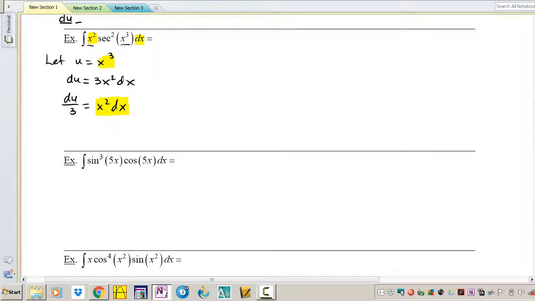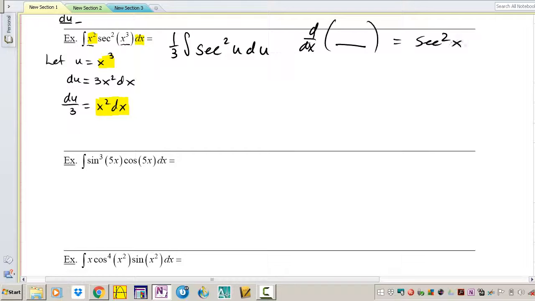So let's rewrite this integral as the integral of 1/3 times secant squared u du. Now for the antiderivative of secant squared u, you have to remember what function's derivative gives you secant squared x. And you know that it's tangent x. So it's 1/3 tangent x plus c. Oops, not x anymore, u. And then we replace u in here, so it's 1/3 tangent x cubed plus c.